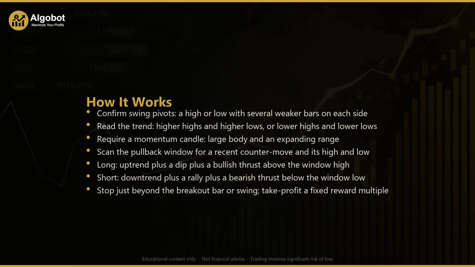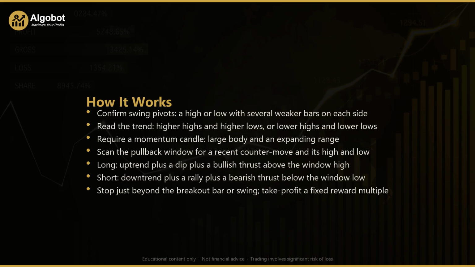The stop loss is parked just below the lower of the breakout candle and the last swing low, with a small buffer added beneath it for breathing room. The take profit is then placed at a fixed multiple of that stop distance. A short trade is the mirror image. The strategy needs a downtrend, a rally inside the window, and a bearish momentum candle closing below the window low.